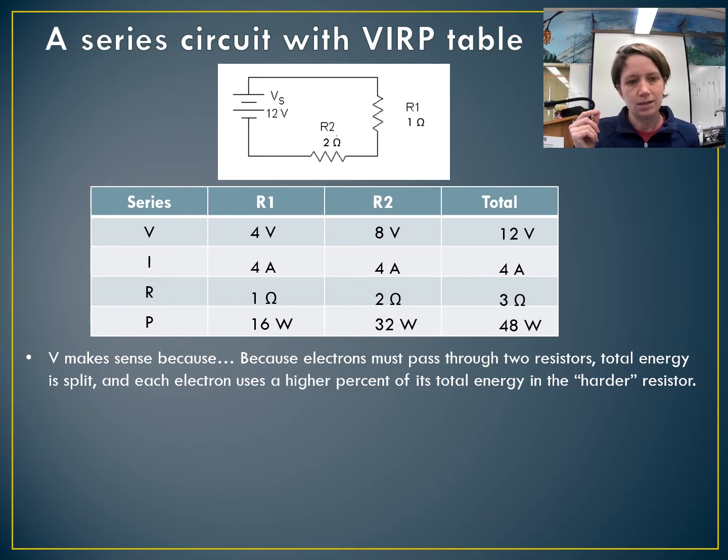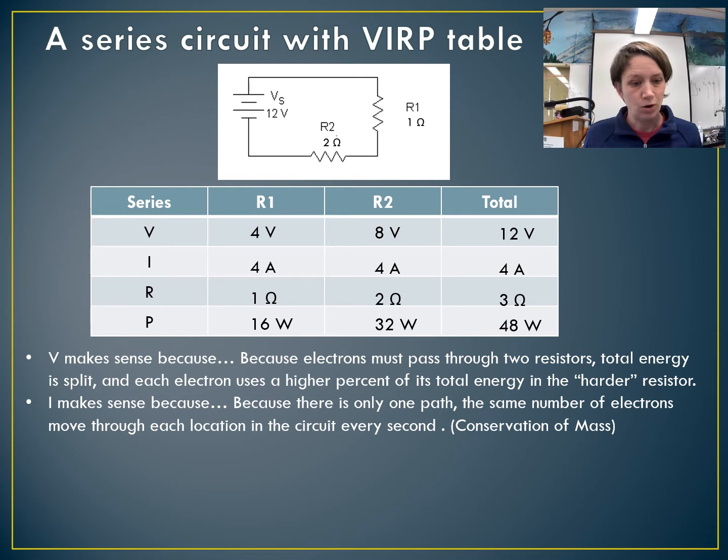The other thing is we should be using a higher percentage of our voltage in the larger resistor. So in this case, we see that the resistance of R2 is twice as much as the resistance in R1, and so it makes sense that the electrons have to use twice as much energy to push through that resistor than they did the other one. So 8 is bigger than 4 because 2 is bigger than 1.